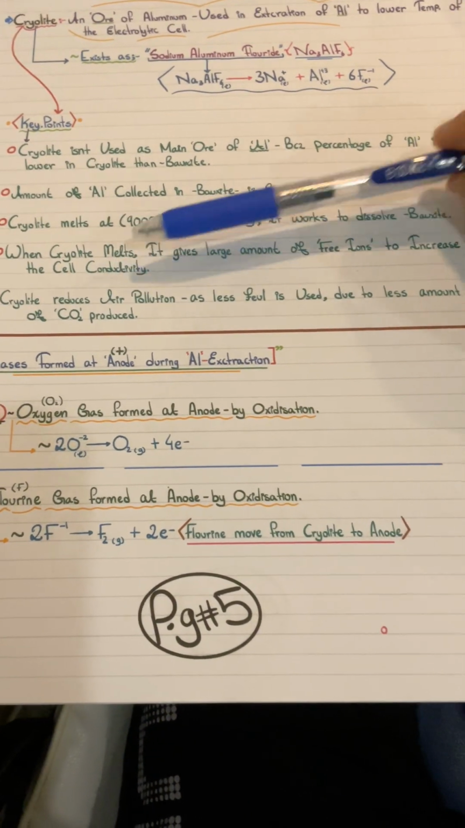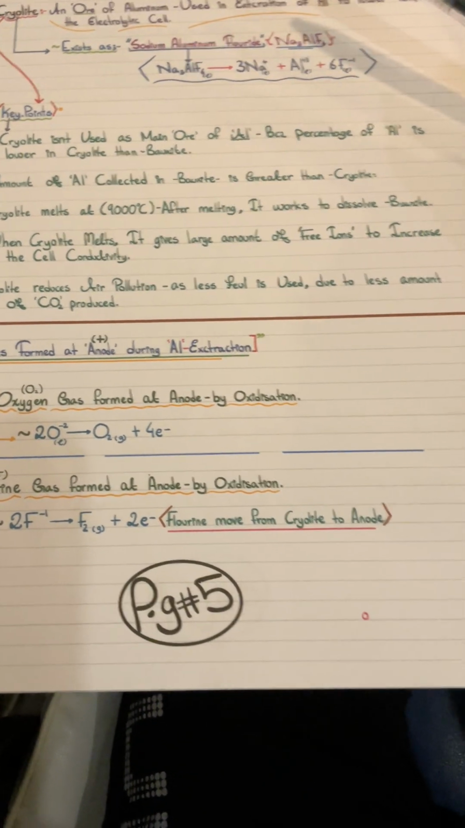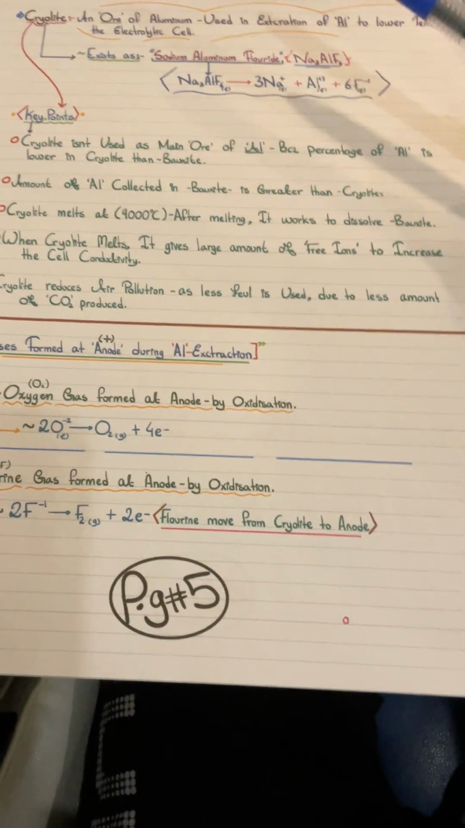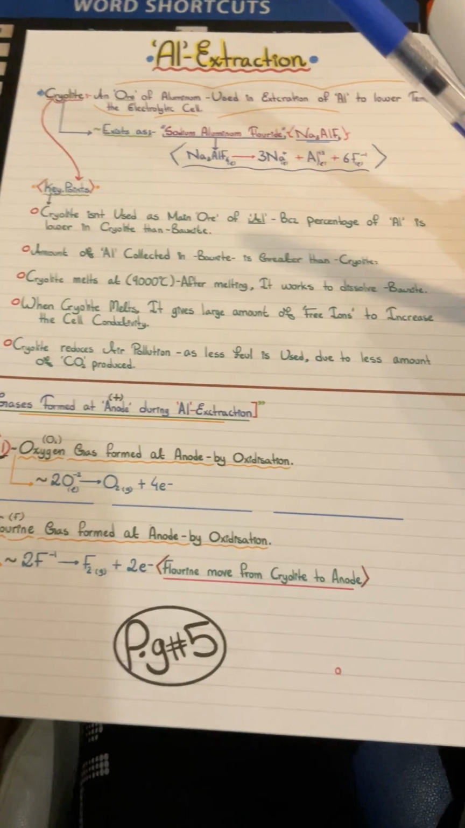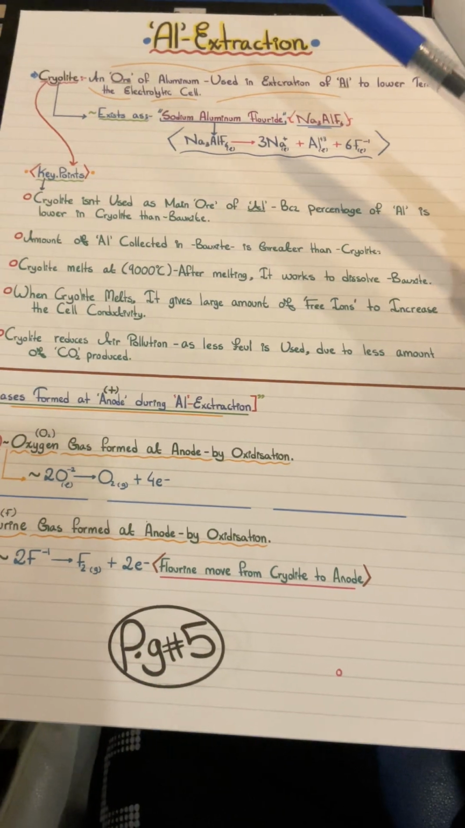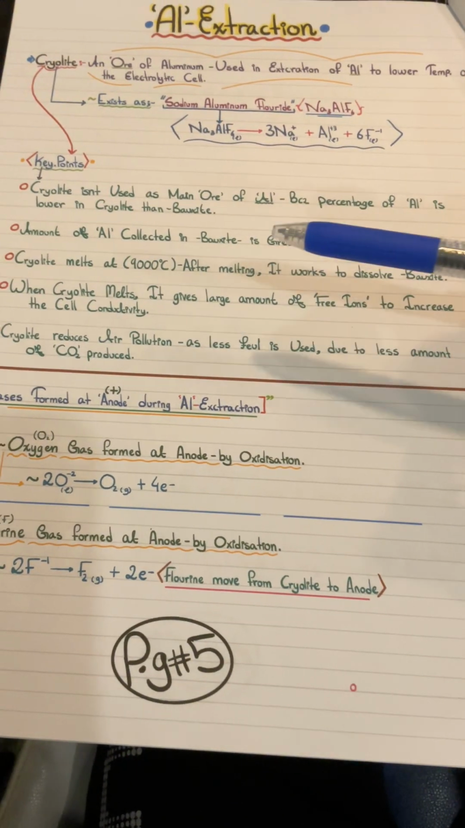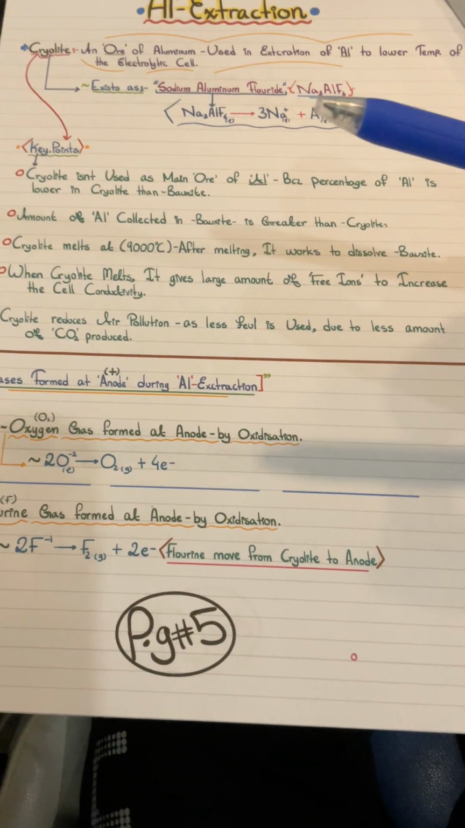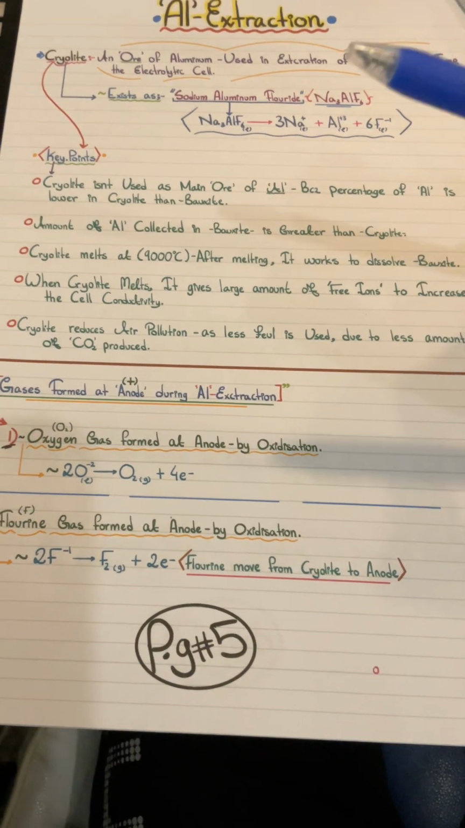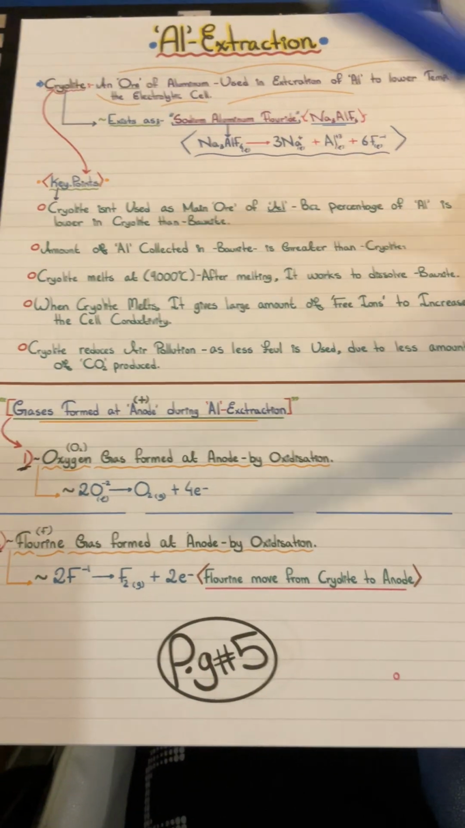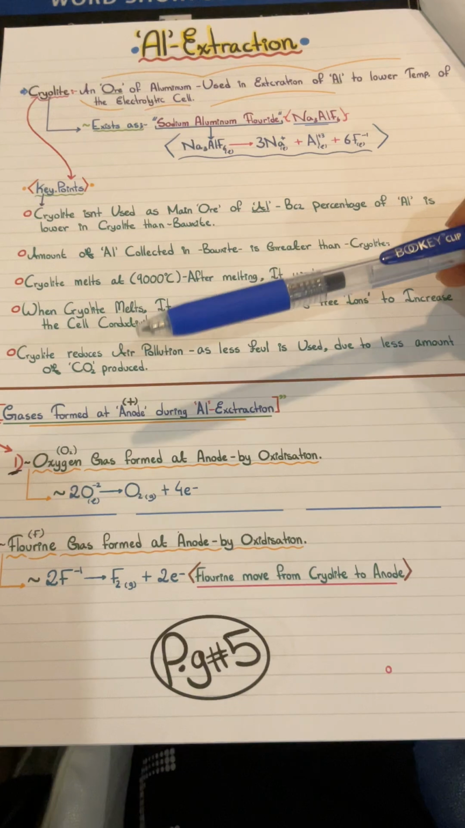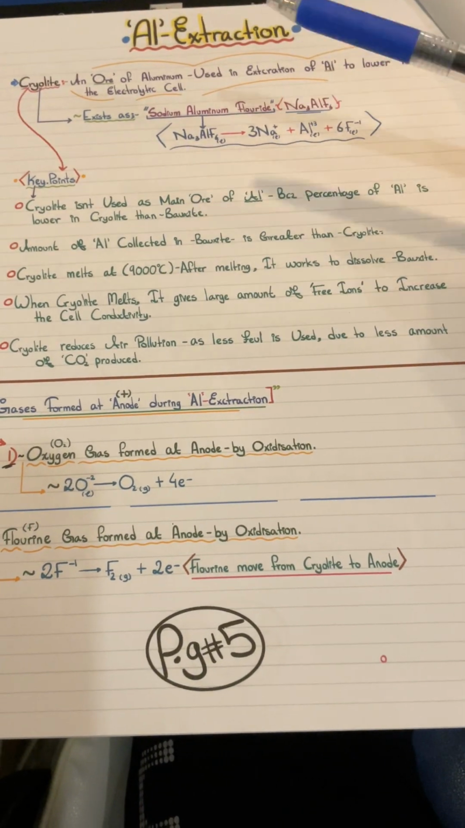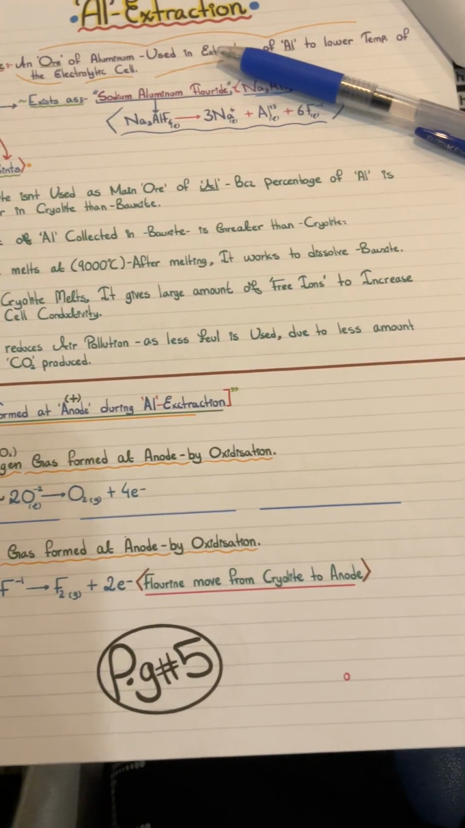When cryolite melts, it gives a large amount of free ions to increase the cell conductivity. So another one of the reasons why we use cryolite, other than reducing the melting point, is to increase the conductivity of the cell by releasing free ions after the melting of cryolite. Cryolite also reduces air pollution as less fuel is used due to less carbon dioxide emission.